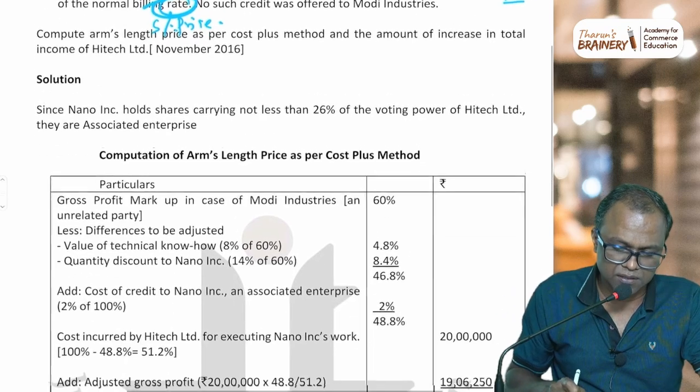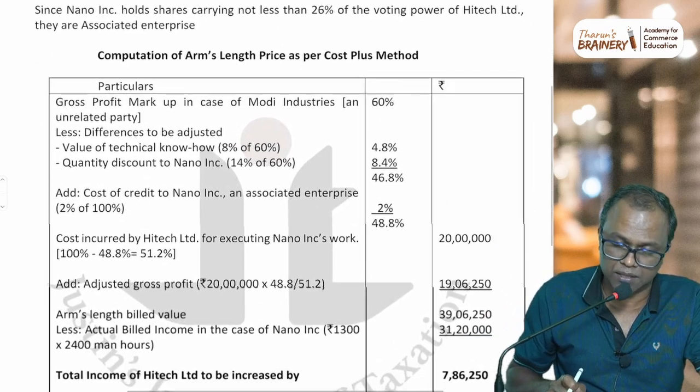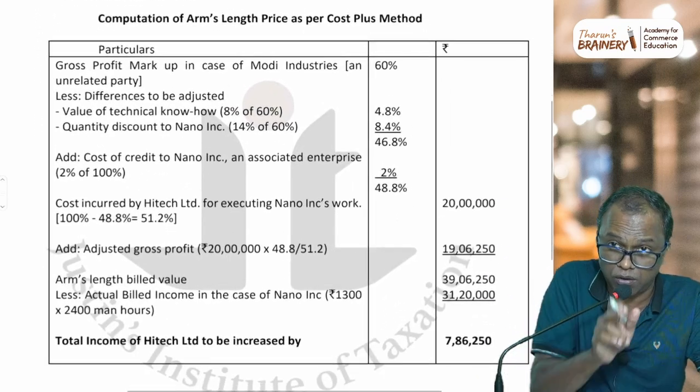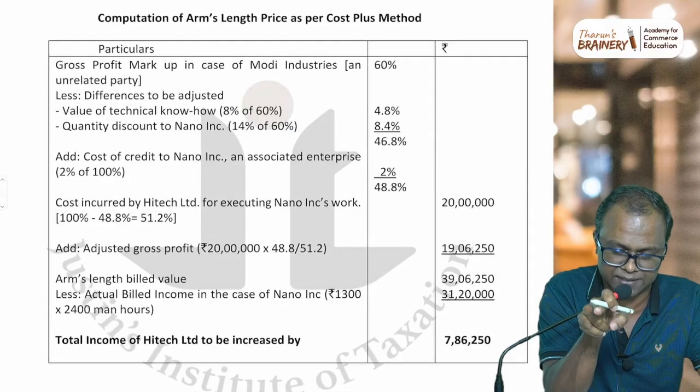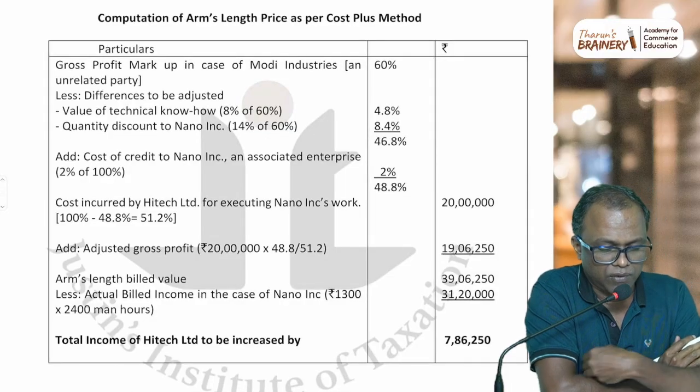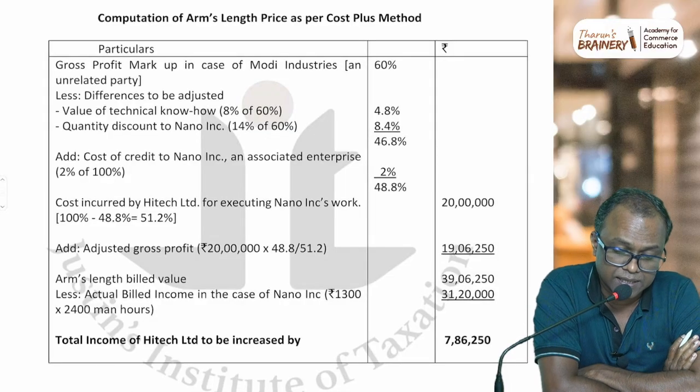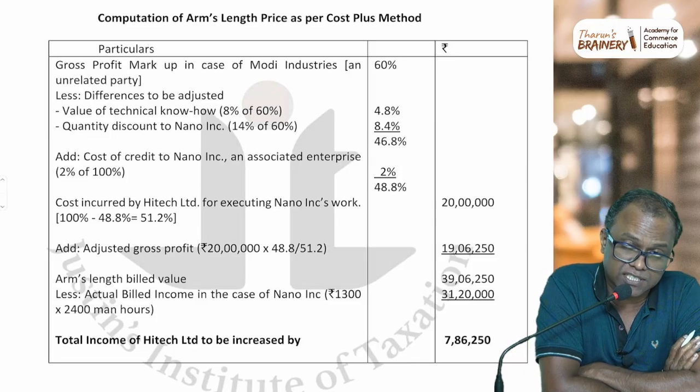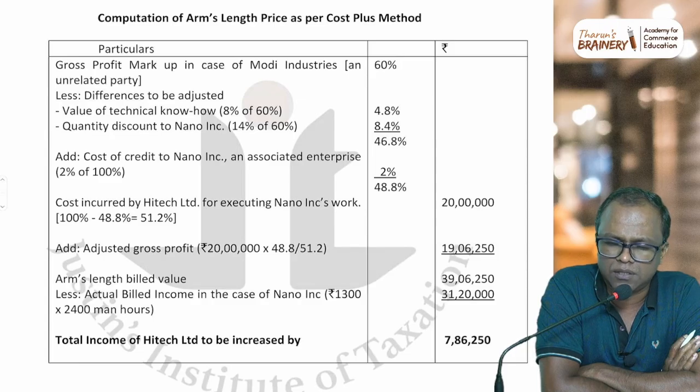So the first two items are on markup. But remember, the second item is on sales, direct. Third item. So first item, value of technical know-how, 8% of 60%. Remember, 8% of 60%. The unrelated party is providing technical know-how, but the related party is not providing technical know-how.